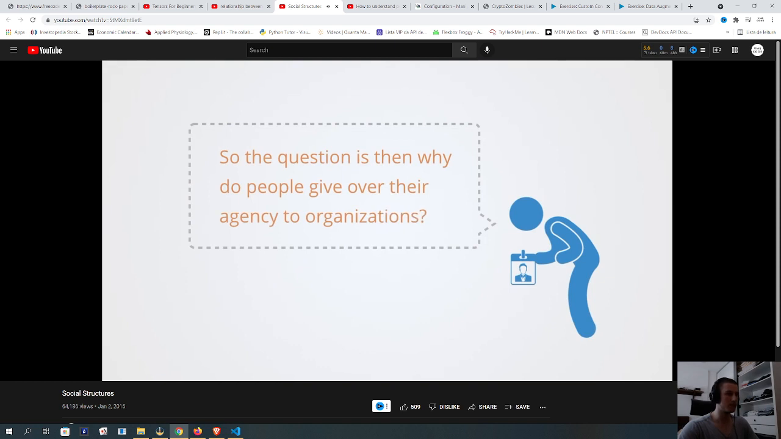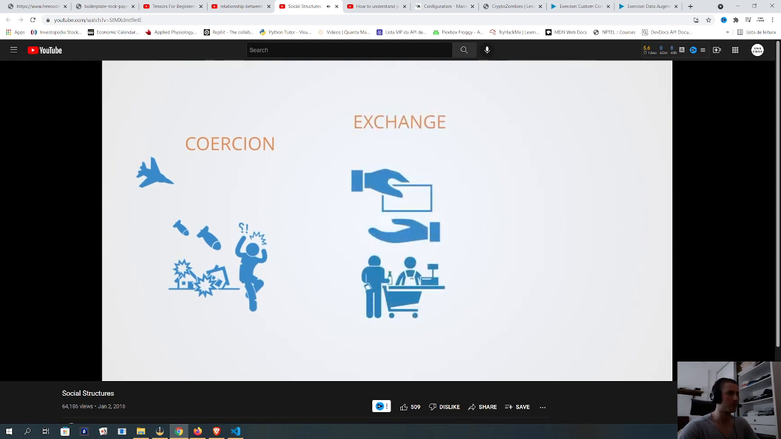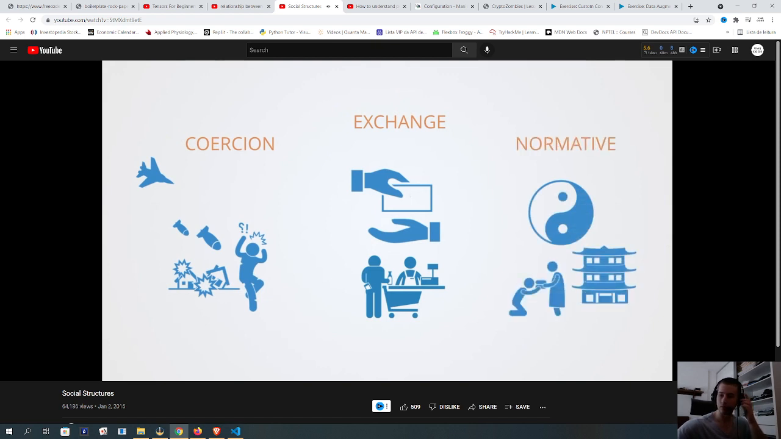Sociologists have really found 3 answers to this question. We do it either out of coercion, meaning we give up our choices because of the force that others exert on us, or we do it in exchange, meaning that we bind ourselves into organizations because we perceive the benefit to us to be greater than the cost. Or lastly, we do it for normative reasons, meaning that we form organizations and maintain them because we see it as a process through which to achieve some collective outcome that we value.